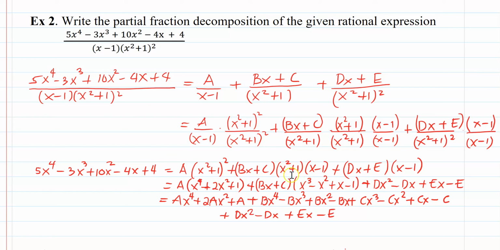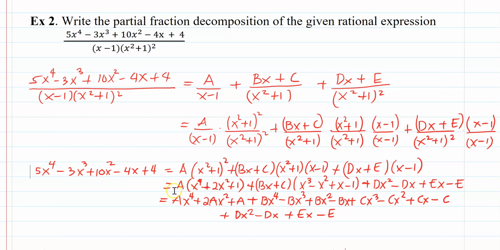And the result is x^2 times x is x^3. x^2 times negative 1 is negative x^2. 1 times x is x. 1 times negative 1 is negative 1. And then we will distribute the (Dx + E) times (x - 1). So Dx times x is Dx^2. Dx times negative 1 is negative Dx. E times x is Ex. And E times negative 1 is negative E.